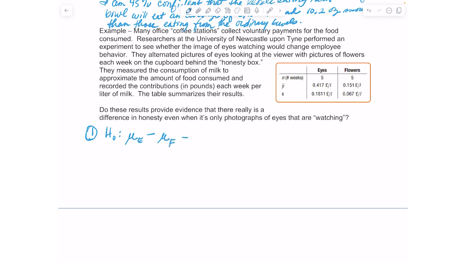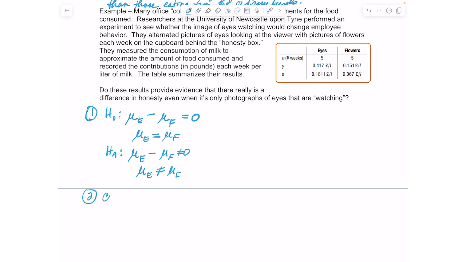The null, remember, would say there is no difference. So it would say that it equals 0, right? You can also just put mu E equals mu F. Since we're looking to see if there's evidence that there's a difference, that means we're looking for mu E minus mu F doesn't equal 0, which you can also just say mu E doesn't equal mu F. So the mean amount given for the eyes is not the same as the mean amount given for the flowers.